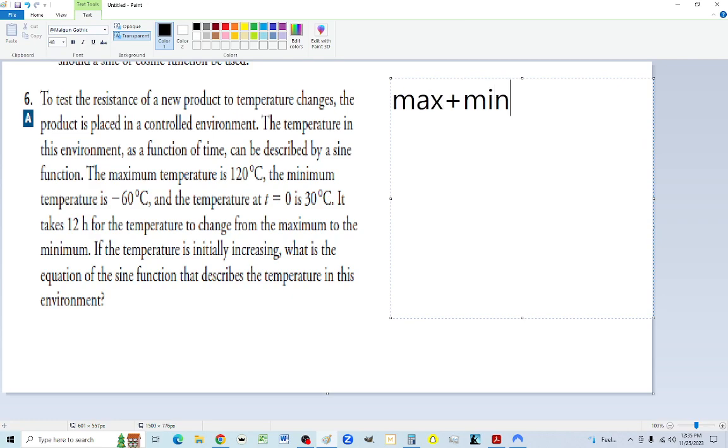Max plus min divided by 2 will give me my axis. So we're talking 120 plus minus 60, which becomes minus 60, which is 60 divided by 2, which is 30. So my axis is 30 Celsius. The max, or the amplitude, is going to be equal to max minus my axis, which is 90.